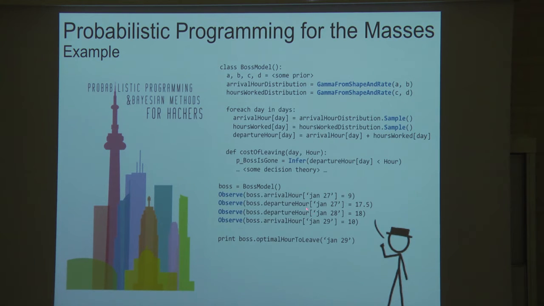And then maybe the next day we don't know when the boss arrived, but we're able to observe what time he left. And then maybe on January 27th, we know the boss arrived at 10, and then what we want to know is what's the best time to leave at the end of this day. Okay?